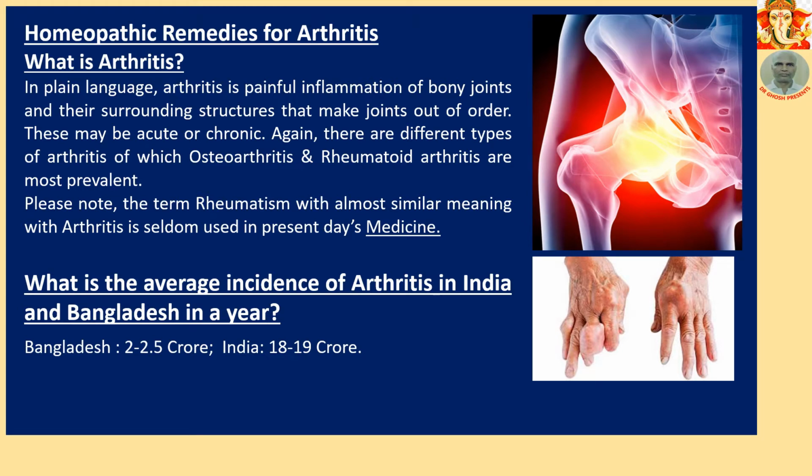On the right hand side, a few examples of arthritis have been shown. The first one is called hip joint disease. It's a very painful and troublesome disease. And these are gouts or maybe rheumatoid arthritis.